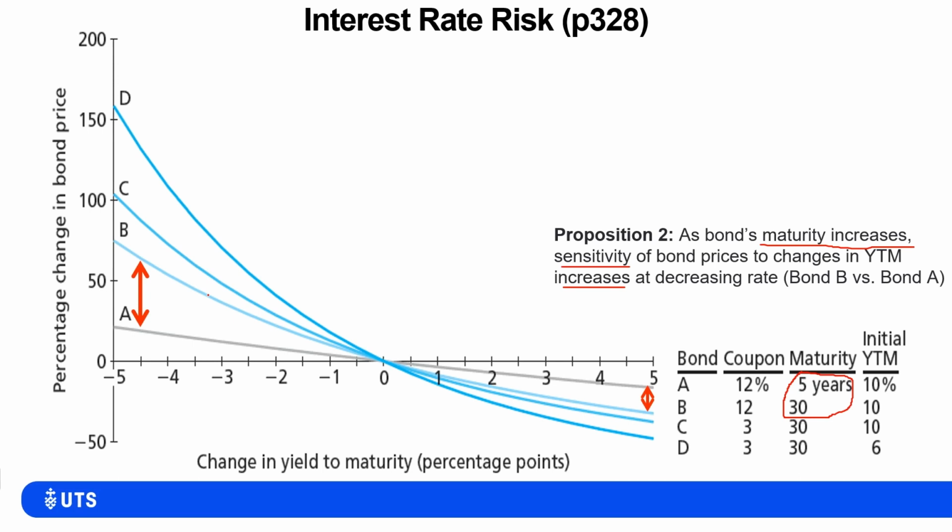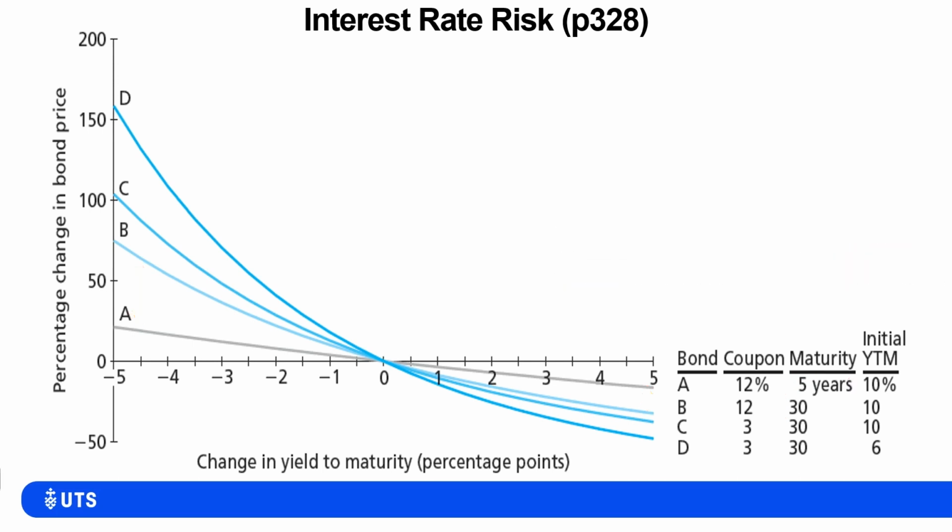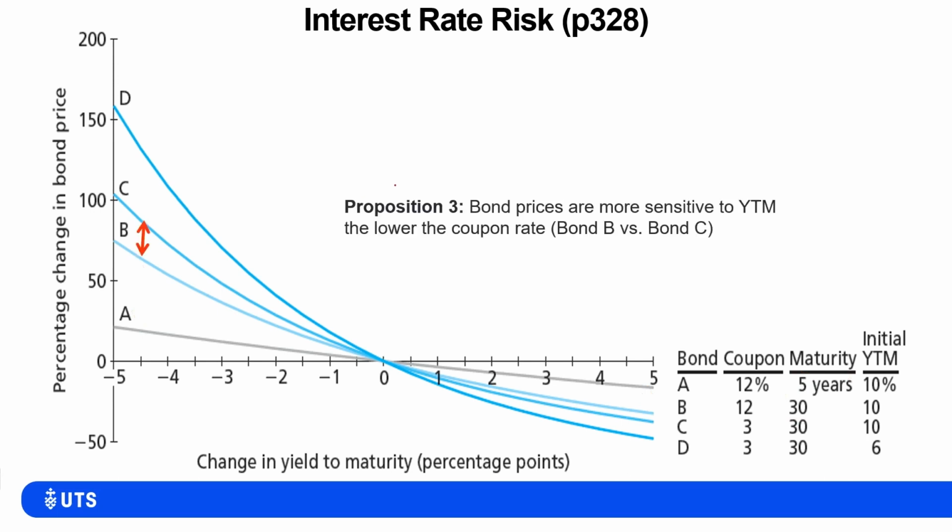Now we can discuss proposition 3. Proposition 3 says bond prices are more sensitive to yield to maturity the lower the coupon rate.